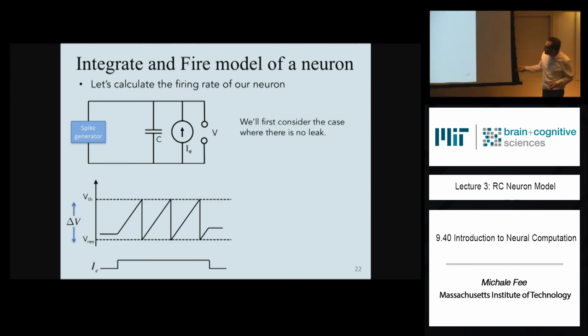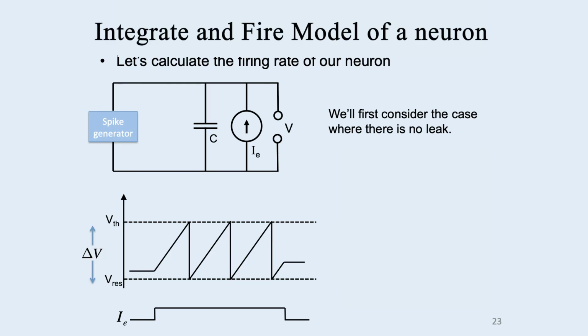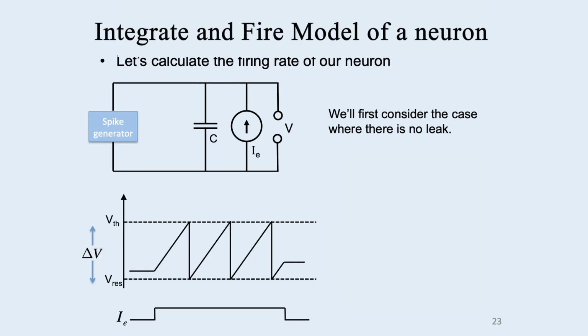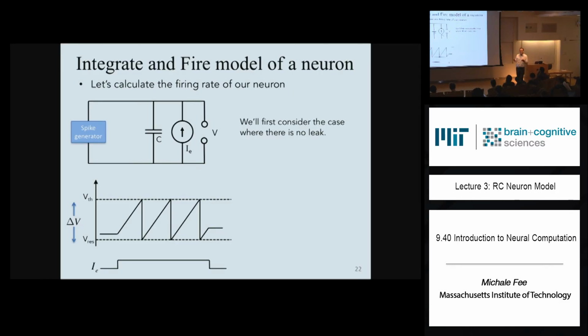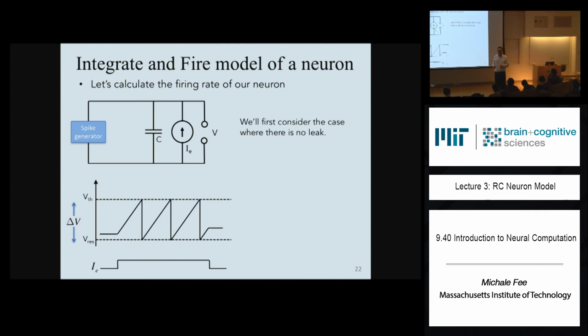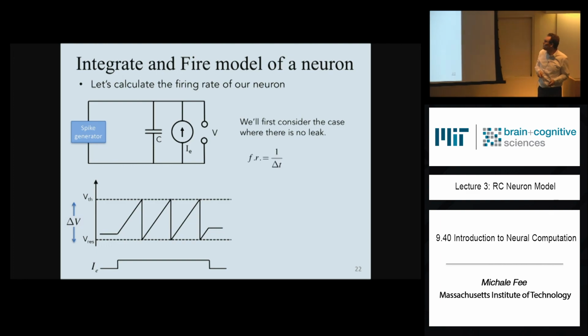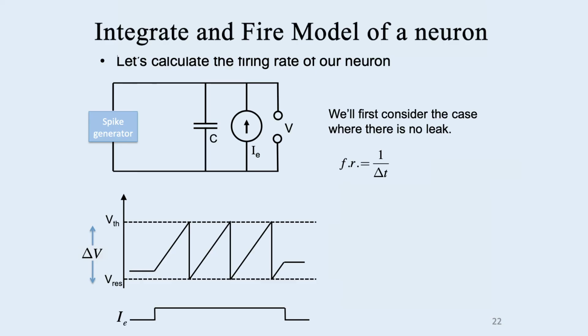So we inject a constant current into our cell, and now our cell is going to generate spikes, action potentials, at regular intervals. The interval between those spikes is going to be controlled by how long it takes that capacitor to charge up from the reset voltage to the threshold. So we can very simply calculate the firing rate of this neuron as a function of how much current we inject into the cell. The firing rate is just 1 over the interval between the spikes.